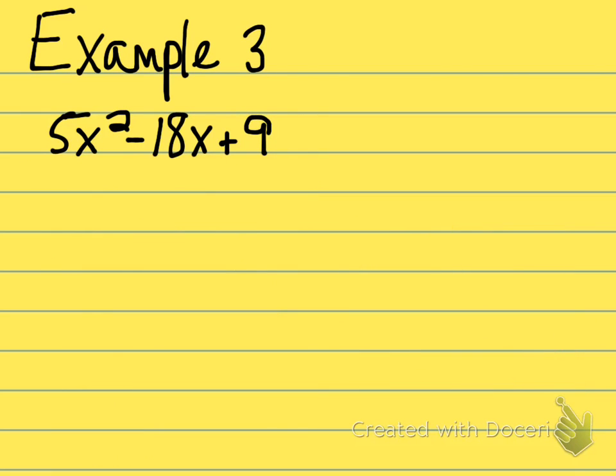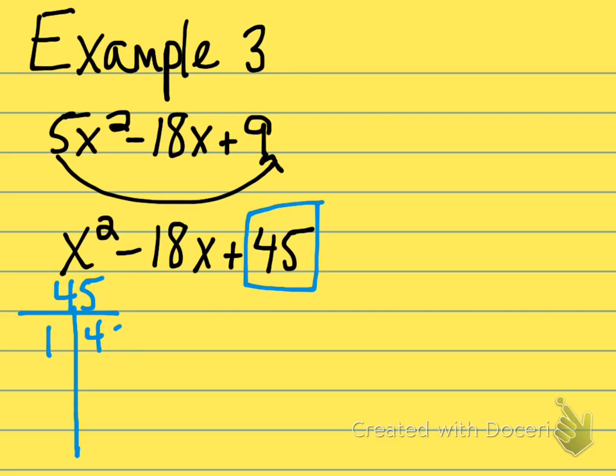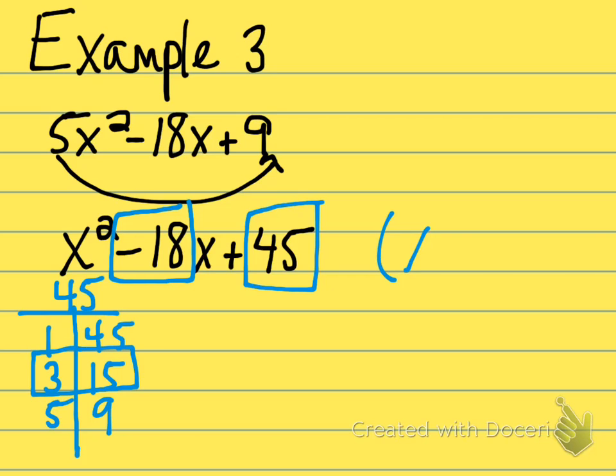Let's look at one last example here. No greatest common factor, so I'm going to take 5, multiply it into 9, and rewrite it. That leaves me with 5x squared minus 18x plus 45. So I have to find two numbers that multiply to be a positive 45 that will add to be a negative 18. So I will write the factors out of 45. The only two that will be positive 45 and negative 18 would be negative 15 and negative 3.